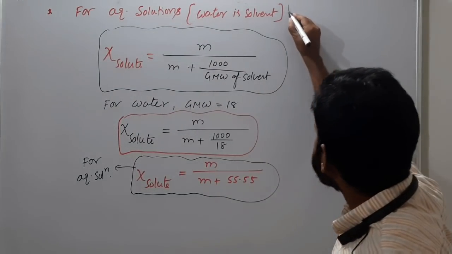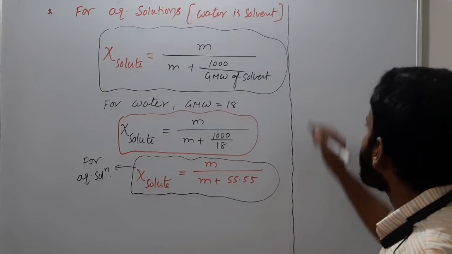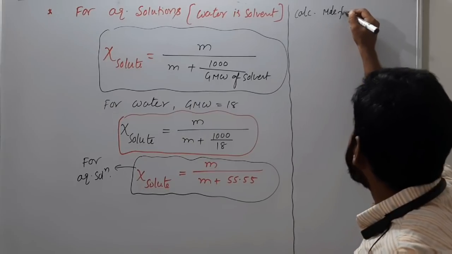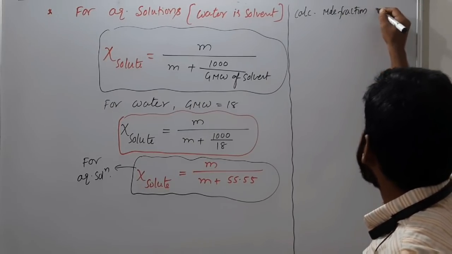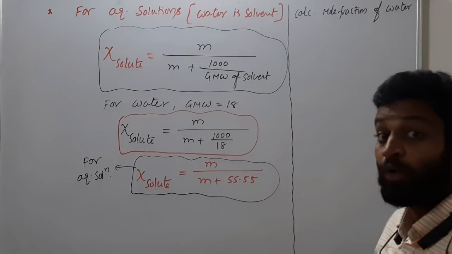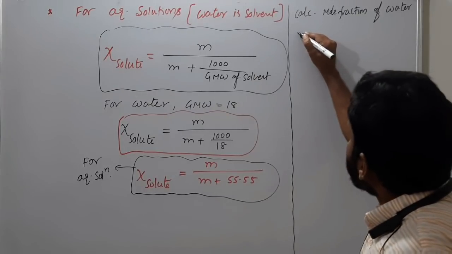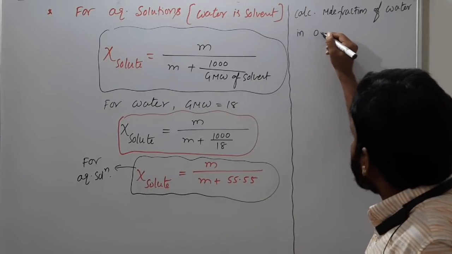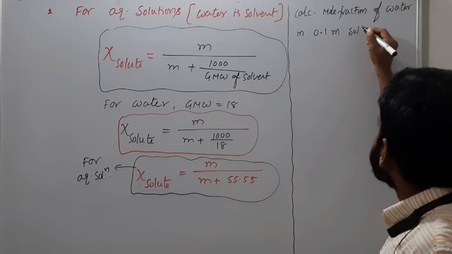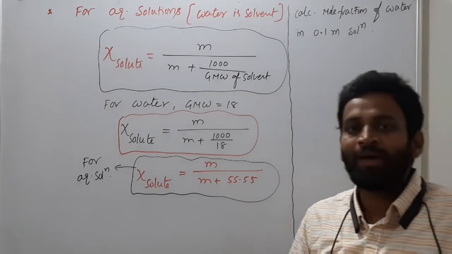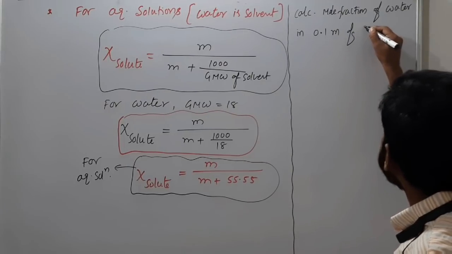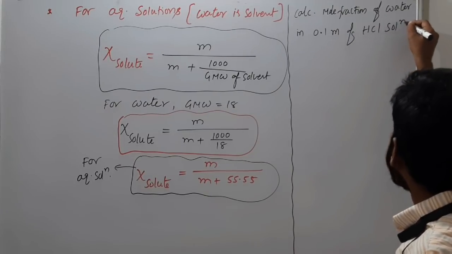Okay. Suppose here it is given: calculate the mole fraction of water in a 0.1 m solution. What solution, sir? A 0.1 m HCl solution.